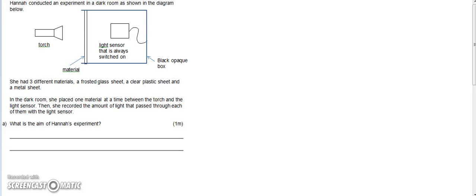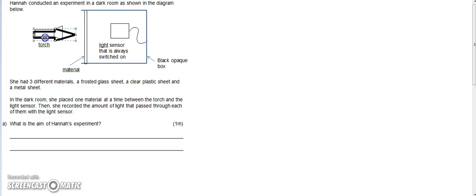Okay, next question. Hannah conducted an experiment in a dark room, as shown in the diagram below. So let's look at her setup. We have a torch that obviously provides light, right? So the light will be going out from the torch in this direction. Remember, light travels in a straight line, okay?